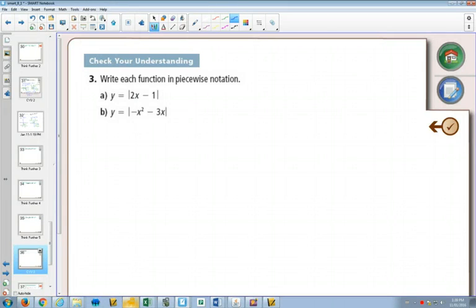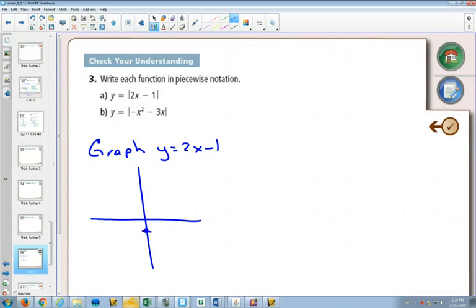So to find out what's happening, we're going to graph the inside first, and then we'll graph the absolute value. So 2x minus 1. That's a line, a y-intercept of -1, a slope of 2, so we'll go up 2 over 1, up 2 over 1. That's the graph of y equals 2x minus 1.